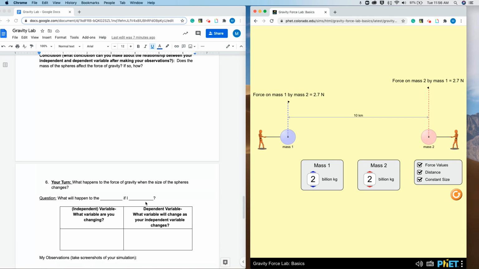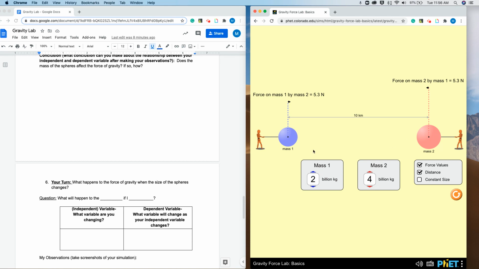you're going to look at whether or not the size of the spheres affects the force of gravity. So for this one, you can keep the mass the same, but change the size of the spheres. So you might actually, maybe we'll make this a little bit bigger, one bigger than the other. So now not only are the masses different, but also the sizes are different.